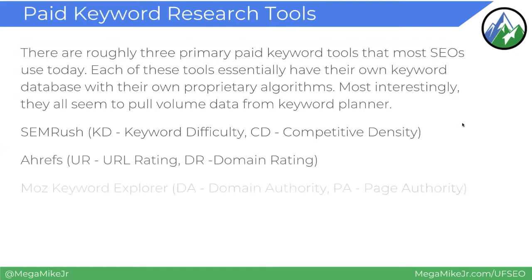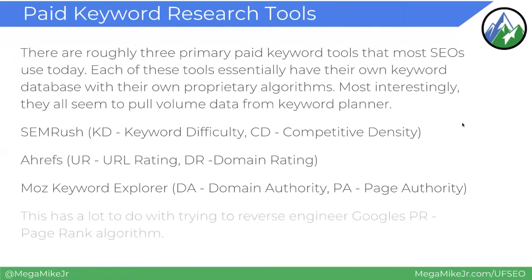And probably the one you've heard most of is Moz Keyword Explorer, which uses DA and PA, your domain authority and your page authority. Now this has a lot to do with all these different tools trying to reverse engineer Google's PR back in the day, which is your PageRank algorithm, to help identify how we can better rank a page and how much authority a page actually has based off of a number of different attributes, or what you can call variables, right? So these tools do assist and get more granular and help you with deciding what keywords I should go for when building out my strategy for SEO.